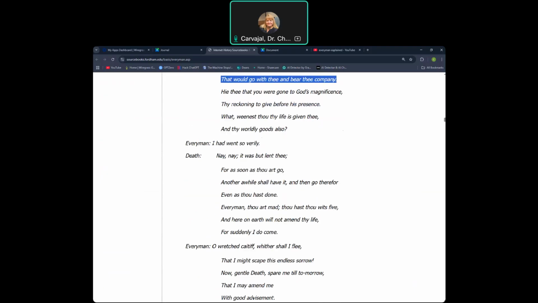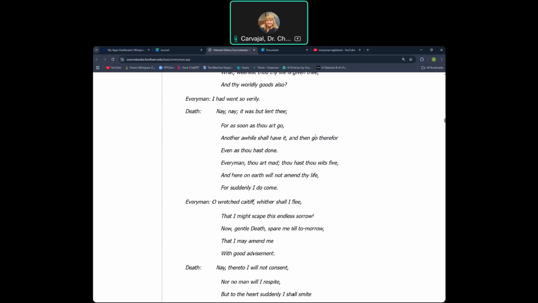And he says, do you think that your life is given to you along with your worldly goods? And he goes, no, I know it's only lent. And he says, it was but lent thee. And then you will not keep your life forever. But all of this other stuff, you'll see. But the only time someone can go with you is if they do it willingly. And he says, you're mad. You have your five wits about you, the five senses. And here on earth, there's nothing that you can do to amend your life because I've come suddenly. You're done. You are so done.